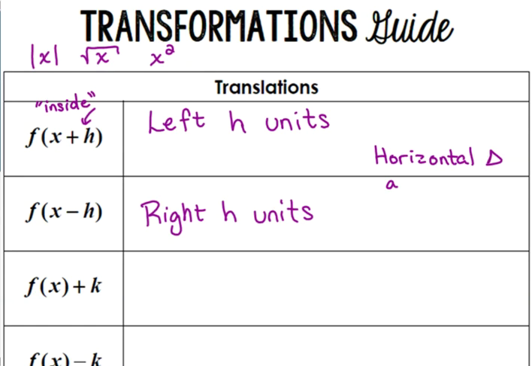Horizontal changes are the opposite. Right? Because anytime we see plus and we're thinking horizontal, we think we should move it right. Plus means right, minus means left. Okay, but it's the opposite. When we add, we're actually moving it left. When we subtract, we're moving it right.